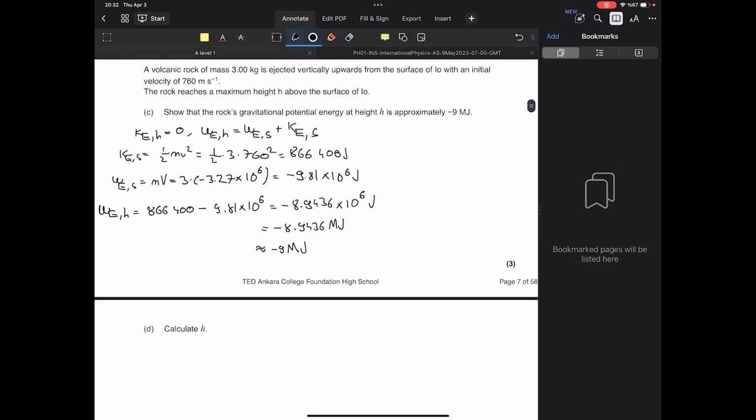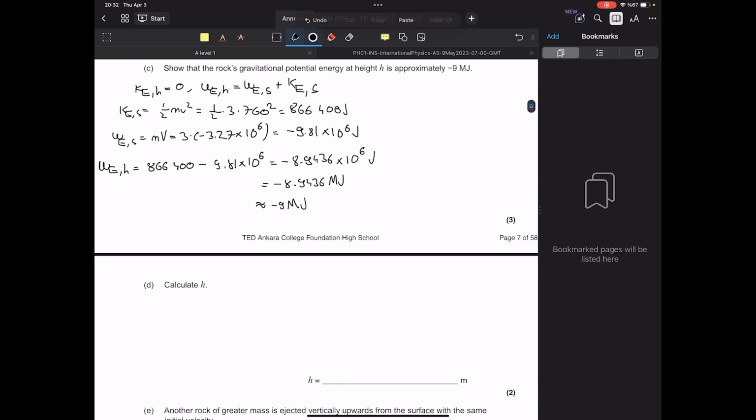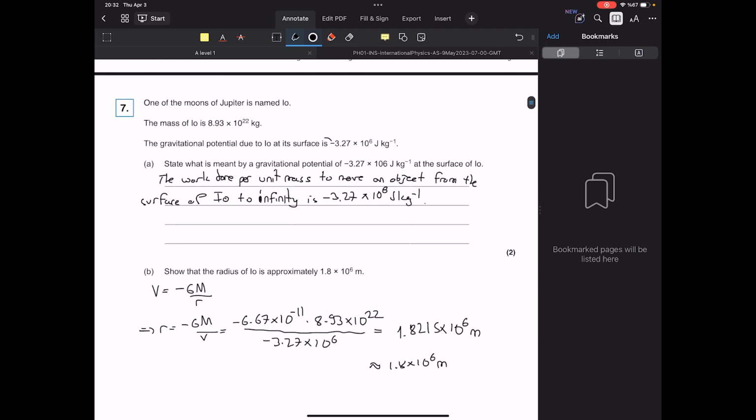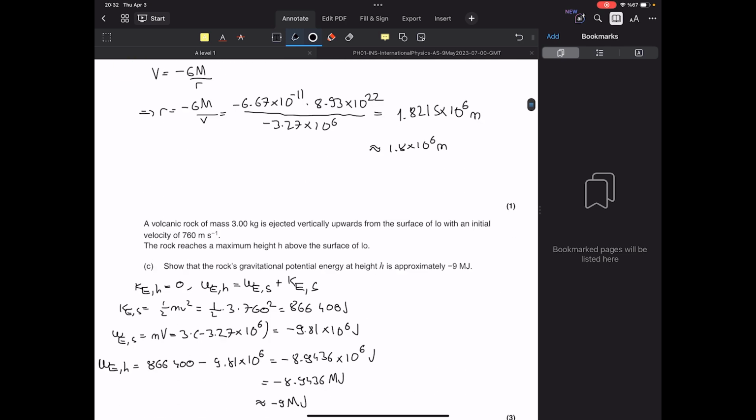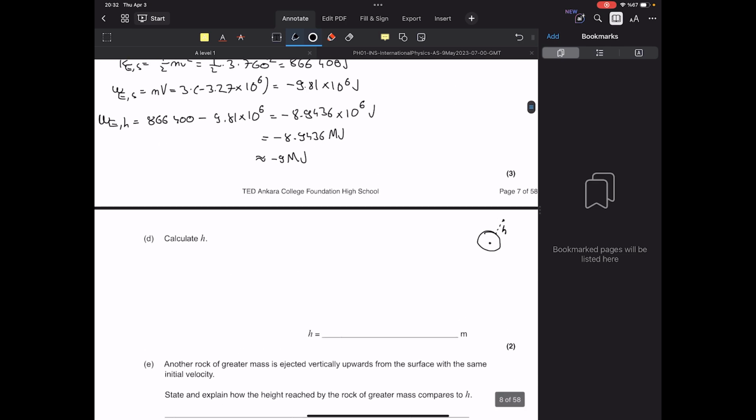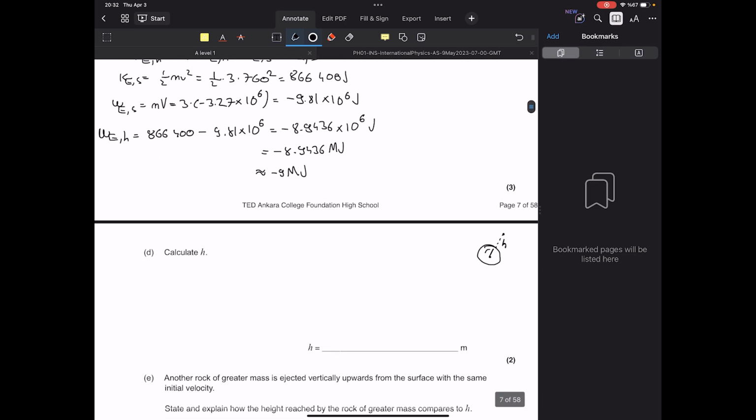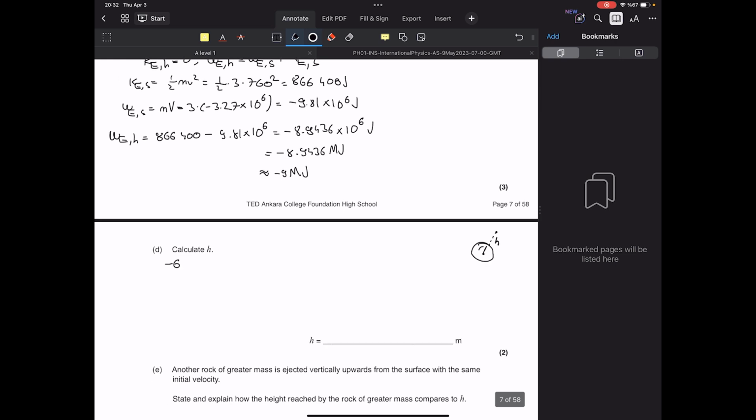At H, at a height H above Io's surface, its distance to Io's center is going to be h plus r. We found the radius. So negative GMm divided by r plus h is going to be equal to negative 9 megajoules, or whatever, the gravitational potential energy at h.